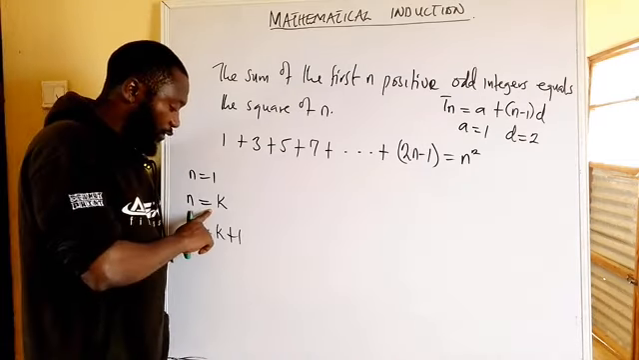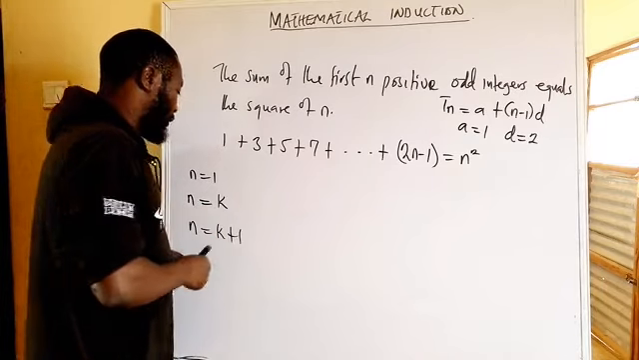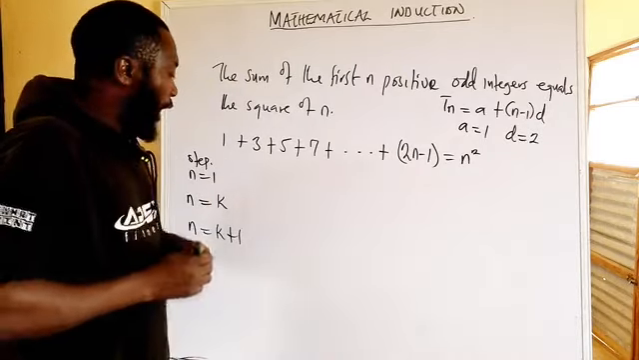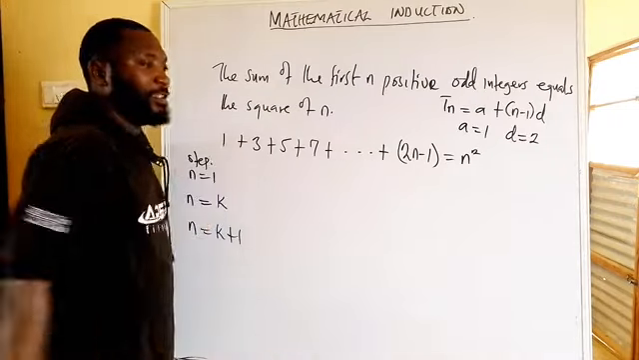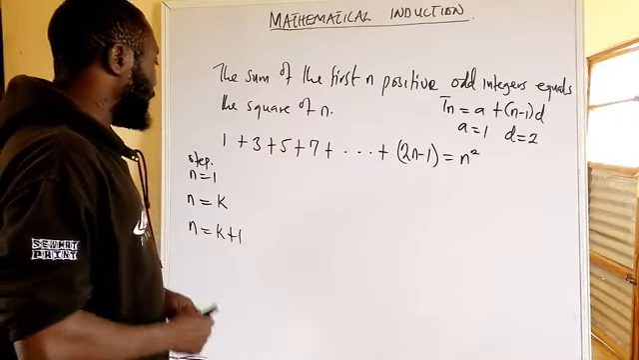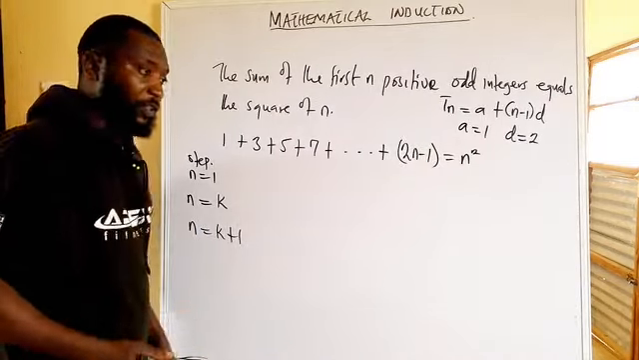You assume this, then you use this to prove that n equals k plus 1 is true. So these are the steps we employ. Now, before we go into this, let's use just the normal layman method to check if this statement is true. Let's check for some cases.